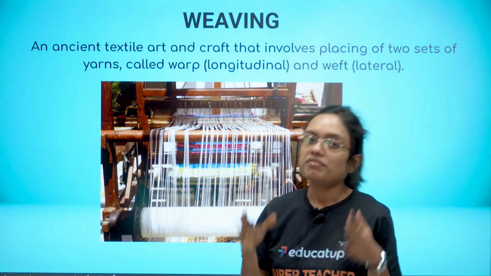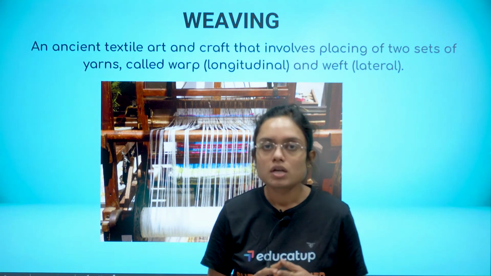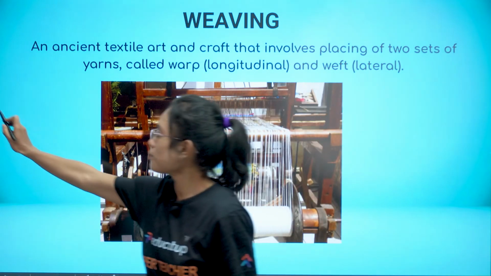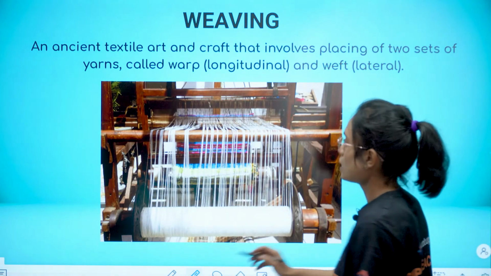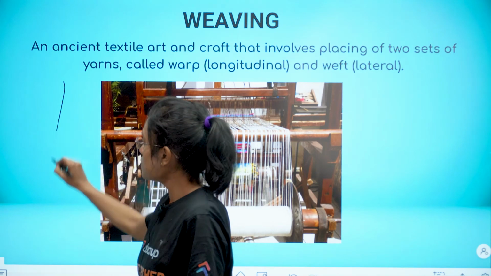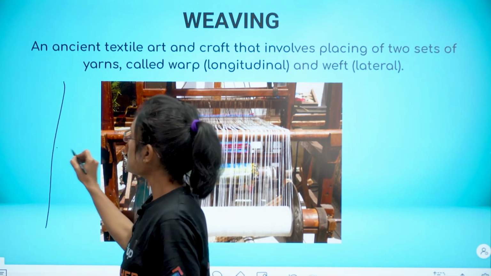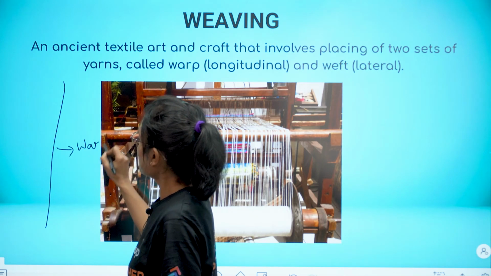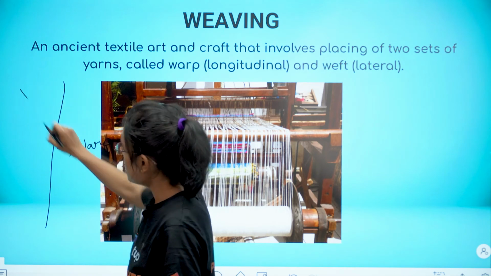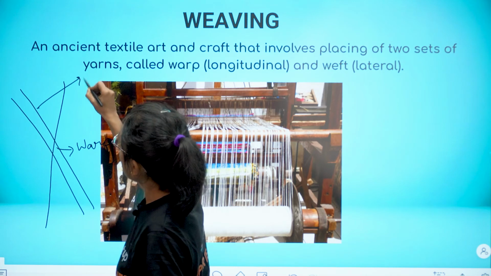Now weaving. Weaving is an art of textile, very ancient. How it is done? Two sets of yarn or thread are used. Now how they are used? See, one set of thread or yarn is used in the length way, that is longitudinal, in terms of length, vertically. This is known as warp. The other one is used laterally, like this. This is known as weft.